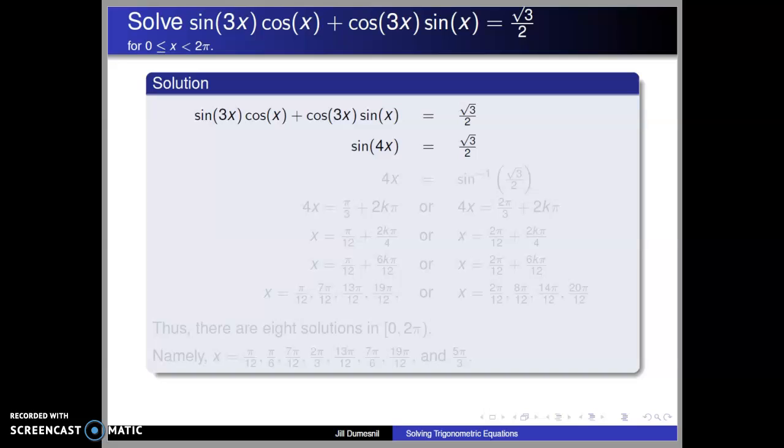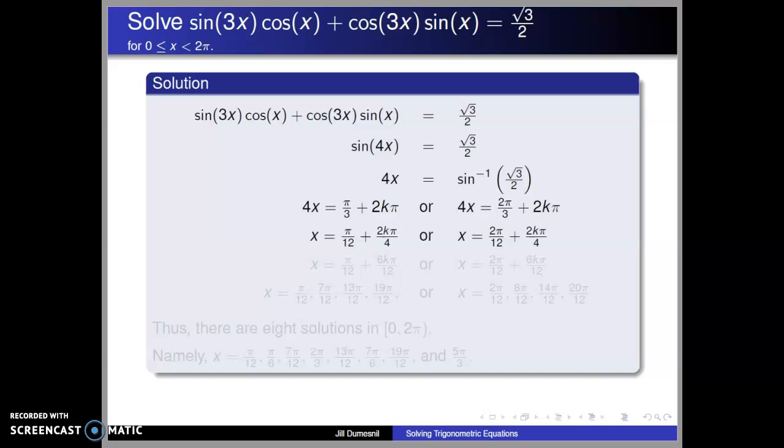Therefore, we have sine of 4x equals root 3 over 2. So 4x is the angle whose sine is root 3 over 2. From the unit circle, we know that sine is positive in the first and second quadrants. Thus, 4x equals pi over 3, or 2 pi over 3, plus integer multiples of 2 pi.